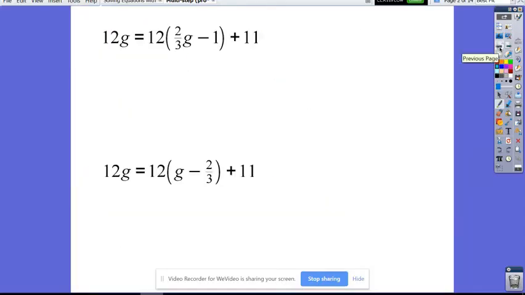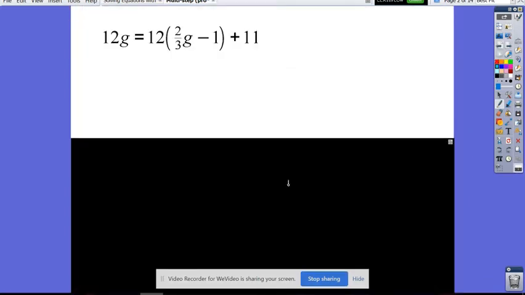Let's back up to ones where we are distributing to a fraction. Same idea, but this one we don't have the trick. We can't do that fun trick. You have to just deal with it. 12g equals 12 times 2/3. You can do this in decimals, of course. Hopefully you get a nice answer. In this case, you do.